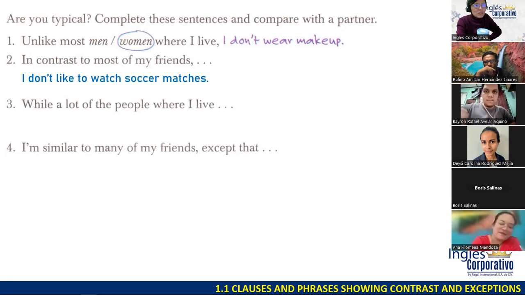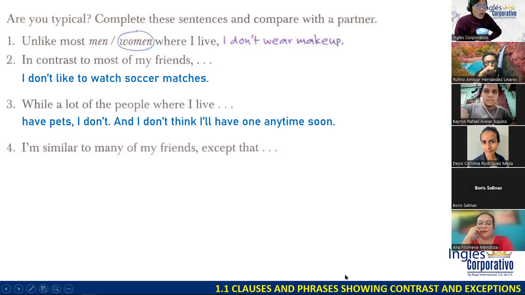Okay, so in contrast to most of my friends, I don't like to watch soccer matches. And it's true, okay? Now, probably you can mention something different, okay? Number three. While a lot of people where I live have pets, porque aquí usted tiene que agregar la situación. While a lot of people where I live have pets, I don't. And I don't think I'll have one anytime soon.